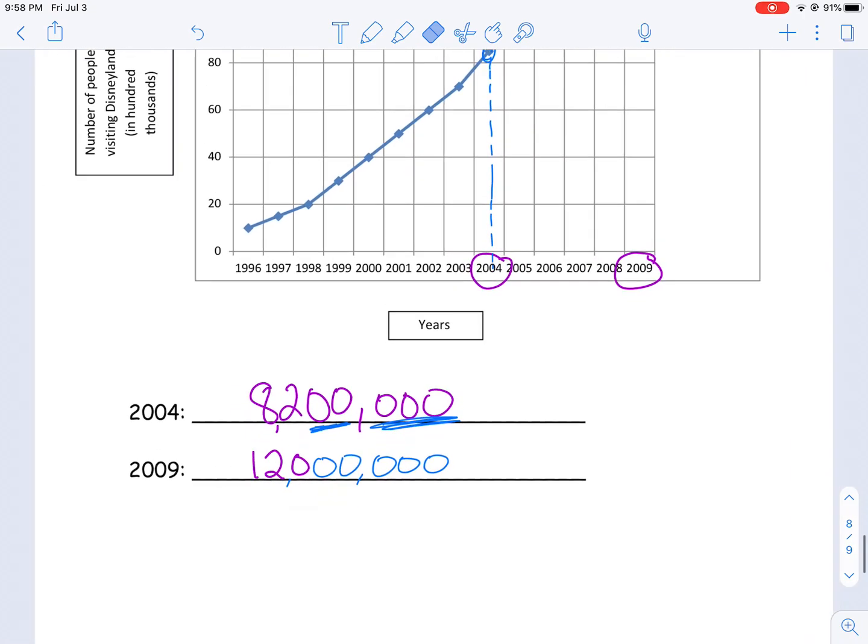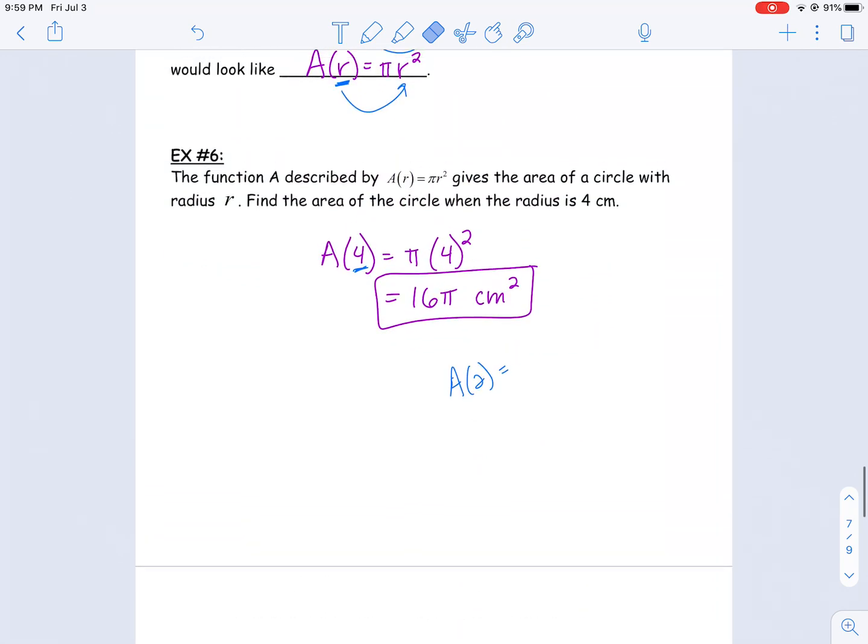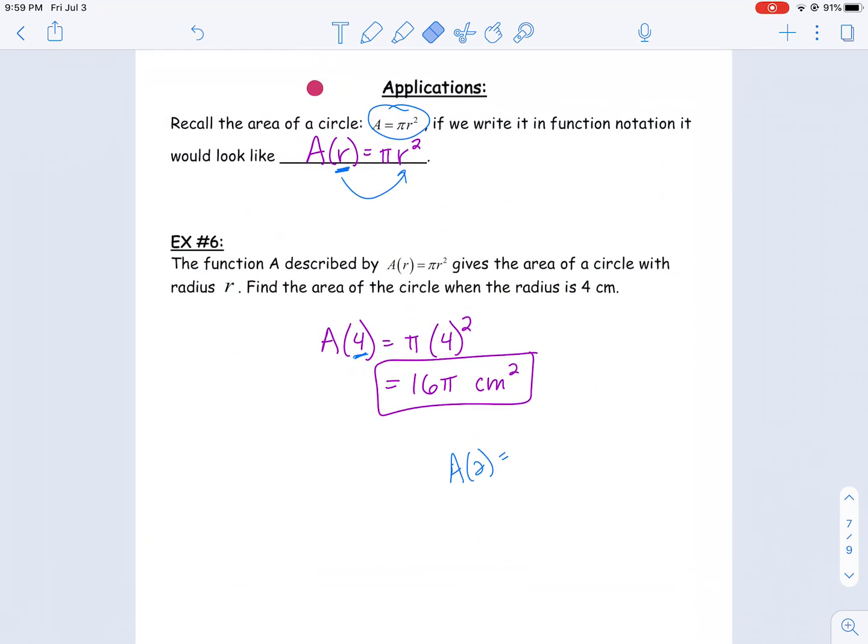All right, make sure you can go ahead and read a graph and use it to estimate. Make sure that you can use and apply function notation depending on the context, and just make sure that you're comfortable with that format.